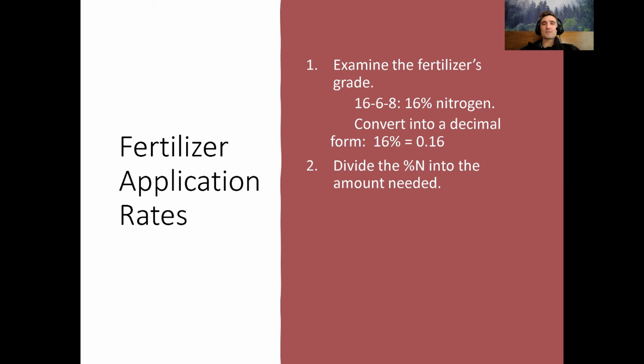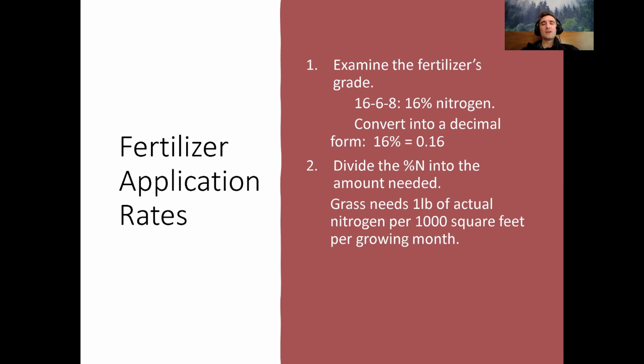There are a couple of ways to get to the answer, but I find the simplest is to just focus on this shortcut. If you remember high school math and how to cross multiply, then you'll be much more brushed up on how to figure it out the standard way. But if that kind of hurts your head, just worry about following this simple formula. We're going to need to divide the percent of nitrogen into the amount needed. So what does that look like? We need 1 pound of actual nitrogen per 1,000 square feet per growing month.